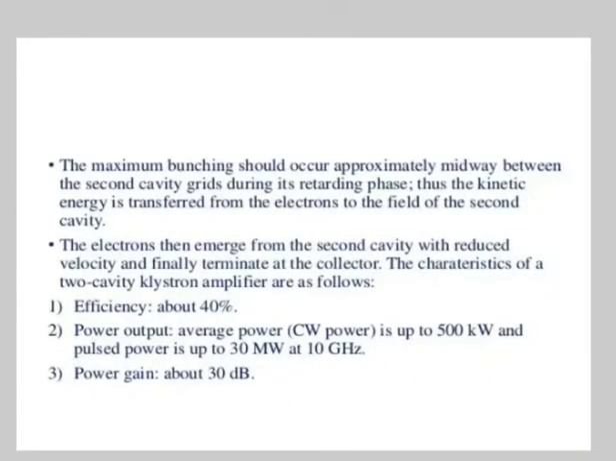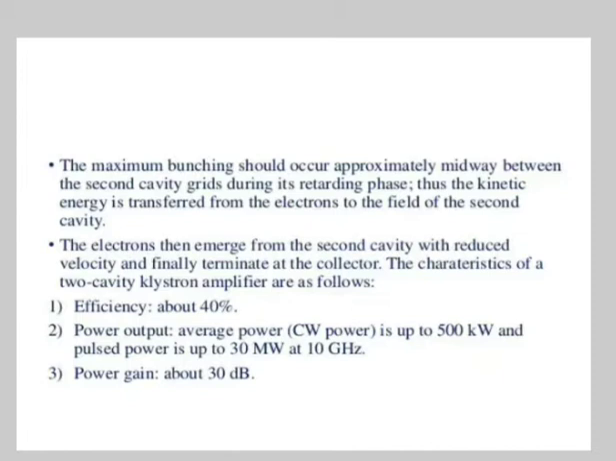So the maximum bunching should occur approximately midway between the second cavity grid during its retarding phase. Thus the kinetic energy is transformed from the electrons to the field of the second cavity. The electrons then emerge from the second cavity with reduced velocity and finally terminate at the collector.